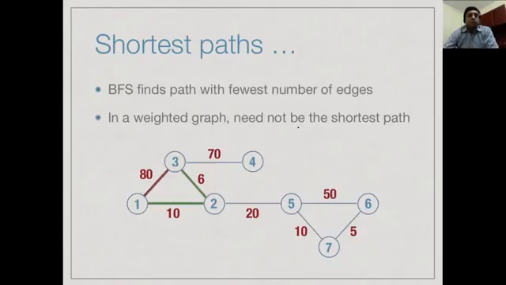But if we don't have this property, if the costs can be arbitrary, then breadth first search does not work. For instance, in this example, we see that between 1 and 3 there is a direct edge, but its weight is 80. And we can find a shorter cost path from 1 to 3 by going via 2. So it has 2 edges, but the total cost is only 10 plus 6, which is 16. So the shortest path in a weighted graph need not be the shortest in terms of number of edges. We are talking about the sum of the costs along the edges. So we might have longer paths in terms of number of edges, but shorter total cost. And our goal is to compute such paths regardless of the actual length of the shortest path.